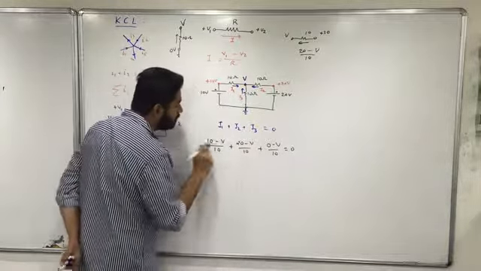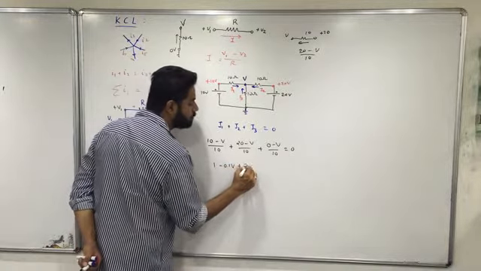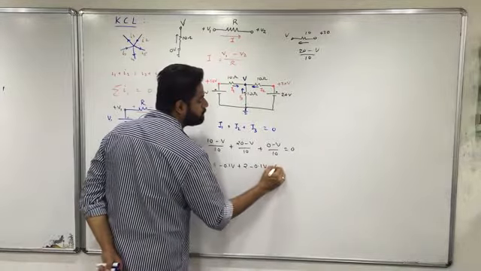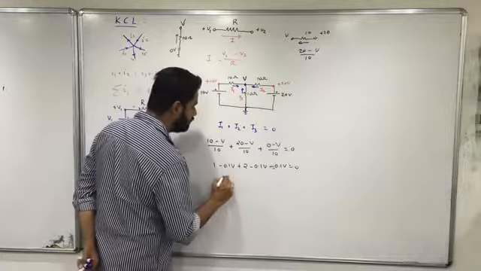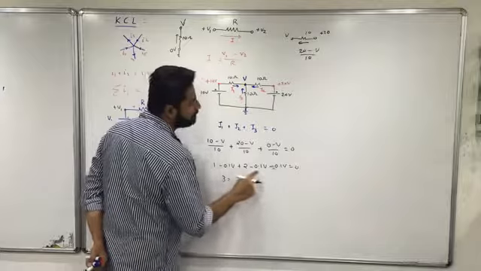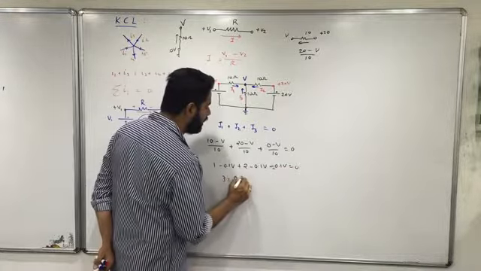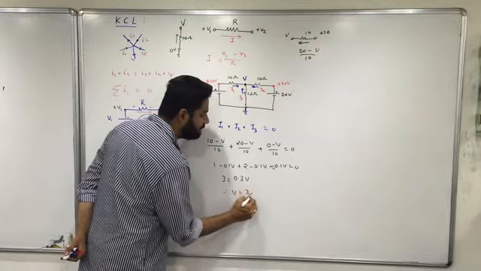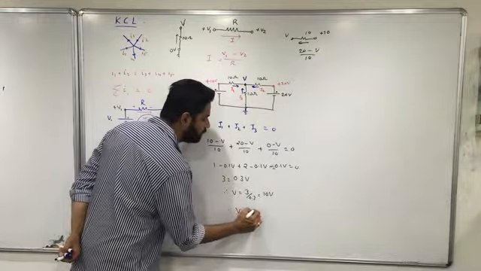I can calculate the unknown. So 10 by 10, 1 minus 0.1 V, plus this is 2 minus 0.1 V, plus it's minus only, minus 0.1 V, which is equal to 0. So I can say that 1 plus 2 is equal to 3, and minus 0.1 V minus 0.1 V minus 0.1 V is equal to minus 0.3 V. It will go to that side and become positive 0.3 V. And hence we can say that V is equal to 3 divided by 0.3, which is equal to 10 volts.